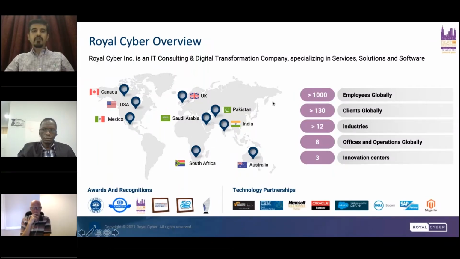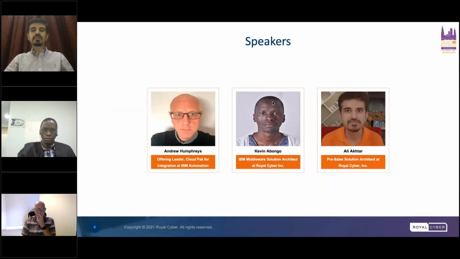A bit of an overview of who we are. Royal Cyber is a globally recognized award-winning technology player that has been helping many organizations globally doing the digital transformations for over 20 years. We have our partnership with IBM for about 2 decades now, and we're the preferred implementation partners for IBM middleware stack. My name is Ali. I'm the pre-sales solution architect, and I'll be your host for today.